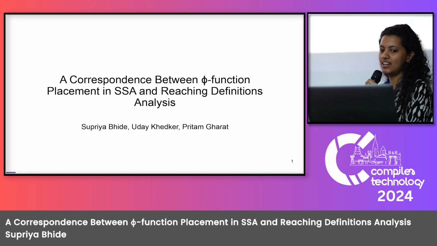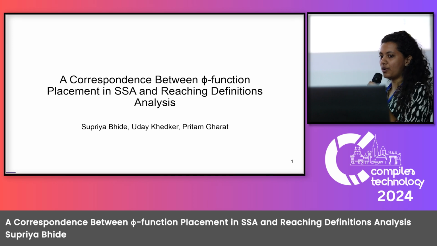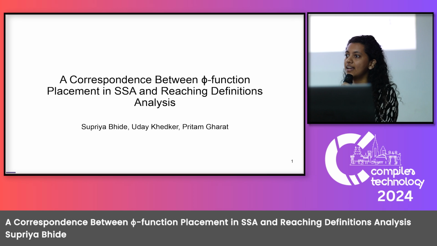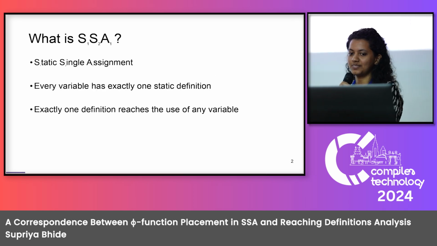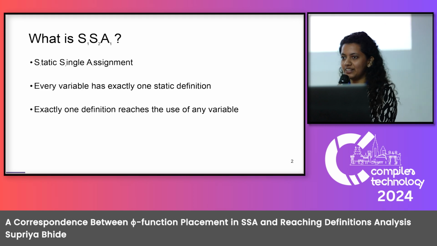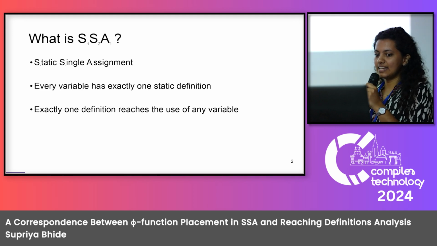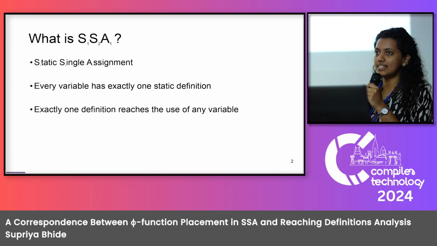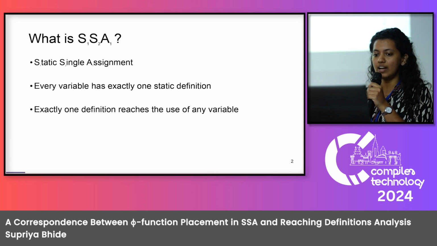So I'll be presenting today's talk on a correspondence between phi function placement in classical SSA and reaching definitions analysis. Let's first quickly take a look at SSA. We've already taken a look at it before. SSA in short is static single assignment. Every variable has exactly one static definition and exactly one definition reaches the use of any variable.